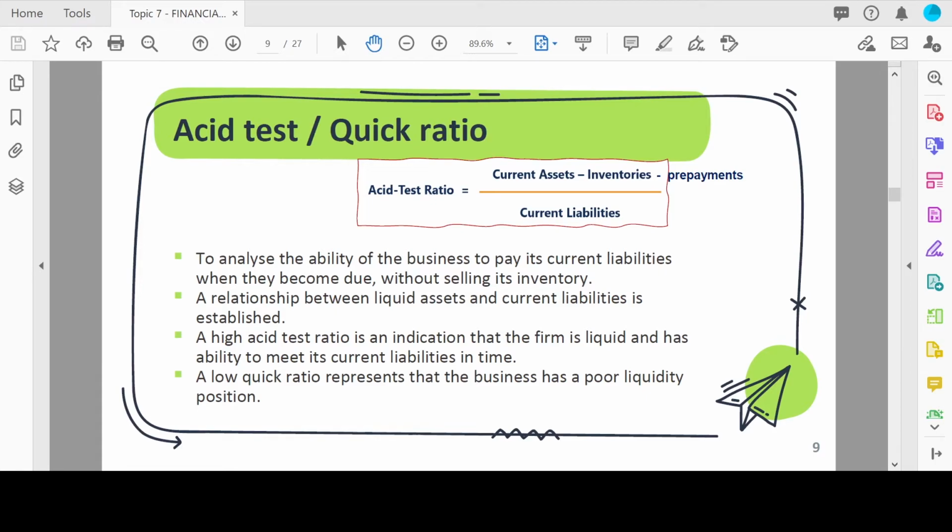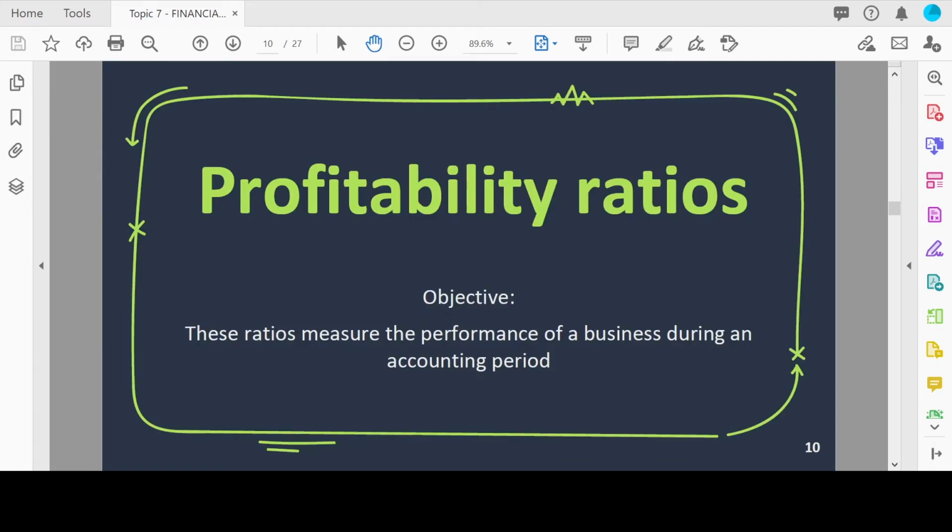A high acid test ratio is an indication that the firm is liquid and has the ability to meet its current liability in time, while a low quick ratio represents that the business has a poor liquidity position. So let's look at the next type of ratio analysis, which is profitability ratio.